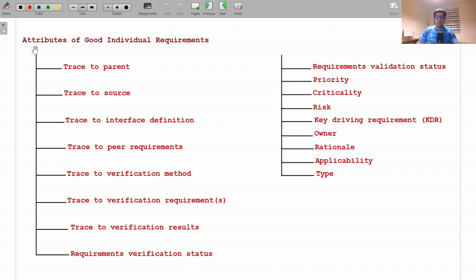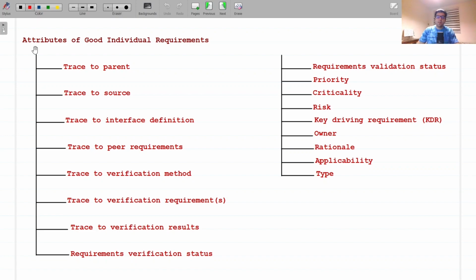Trace to peer requirements. This attribute links requirements that are related to each other, other than parent or child, at the same level. Peer requirements may be related for a number of reasons, such as the following. They may be in conflict, or codependent, or bundled, or a complementary interface requirement of another system to which the system has an interface.